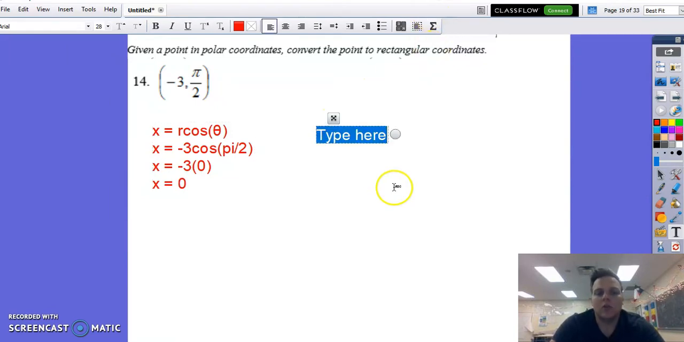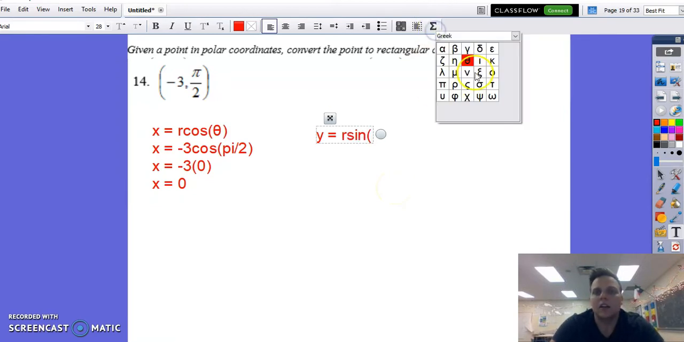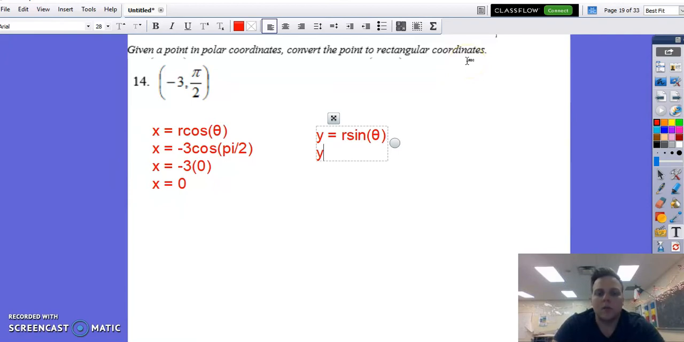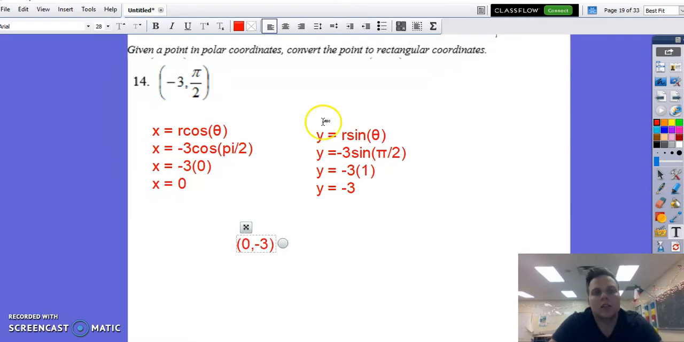Alright, but now I need to do y. Y is equal to r sine theta. And we know that y is equal to, for this problem, -3 sine of pi divided by 2. If you look up your trig chart, you see that sine of pi over 2 is the same thing as 1. And then -3 times 1 is just -3. So then we know our point is the point 0, comma, -3. Awesome.